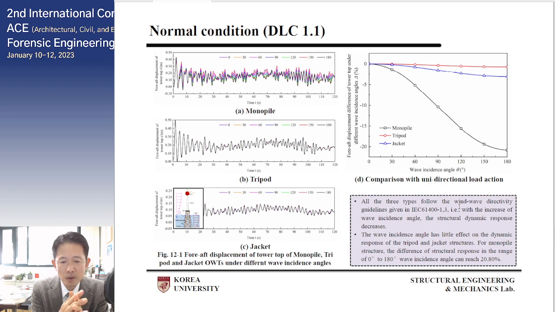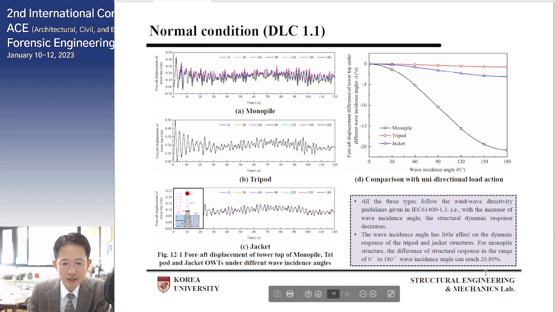This is the wind-wave directionality given in the IEC 61400 code. When we compare the change of the fore-aft displacement at the top position, in all these three structural types, the response decreases as the wave incident angle with respect to wind direction increases to 180 degrees. But that trend is more noticeable for the monopile. The change is almost about 20%. The change is significant in the case of normal condition.